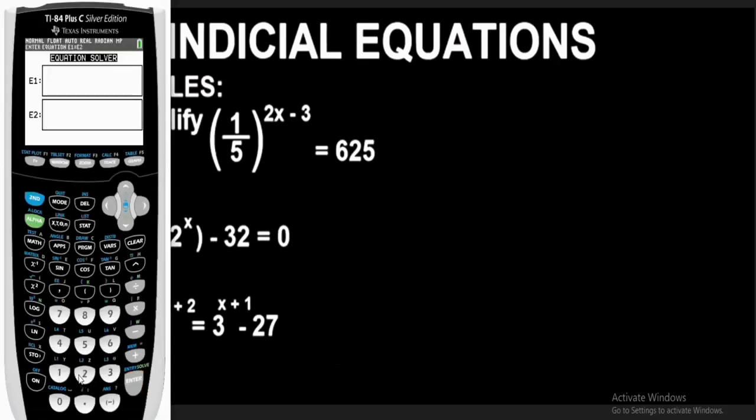So we have 2 to the power 2x. Then come down, plus, what else do we have? We have 4 in brackets 2 to the power x. You come down and close the bracket, minus 32. Alright, that's what we have there. Then come to E2 and put 0.